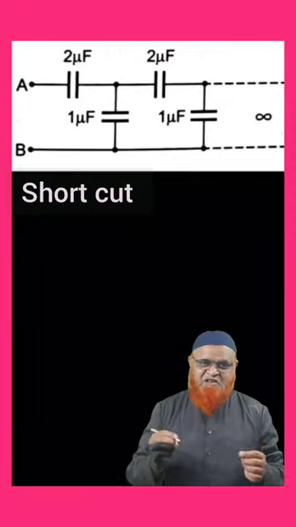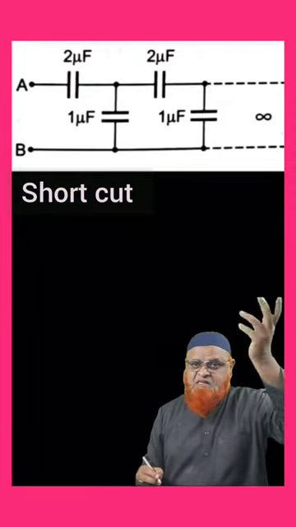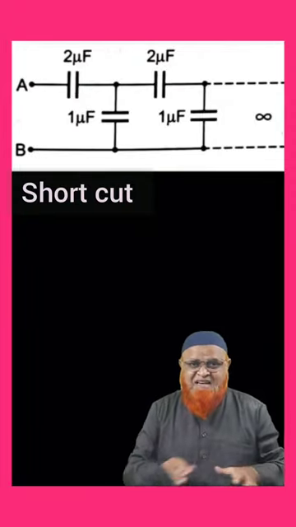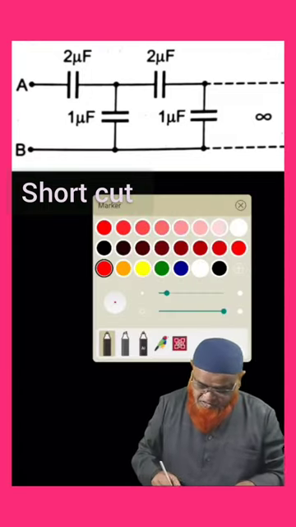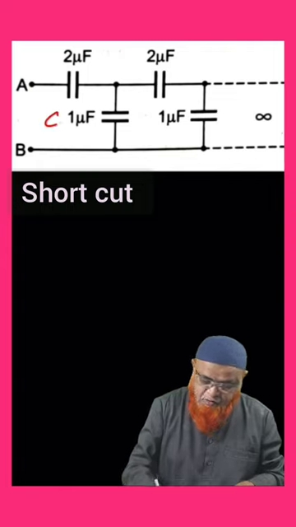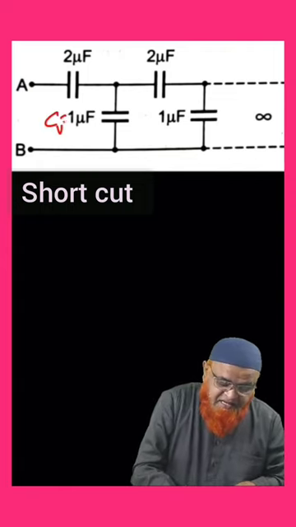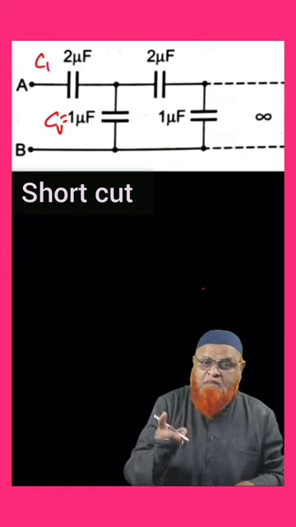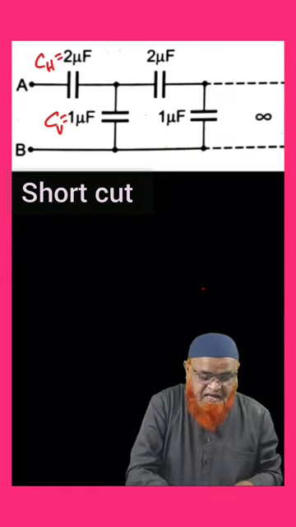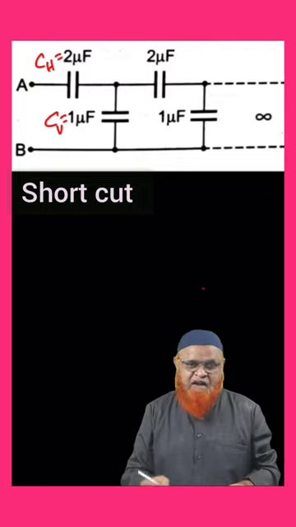Okay, my dear students, how can you solve this problem in just a simple shortcut method? It's very simple. Here, this is an infinite series case. In this infinite series case, if you observe, there are two things to be learned here. What are the two things to be learned here? It is understood that this is going to be a vertical capacitance, that is C_V is equal to 1 microfarad, and this is a horizontal capacitor, that is C_H is equal to 2 microfarads.